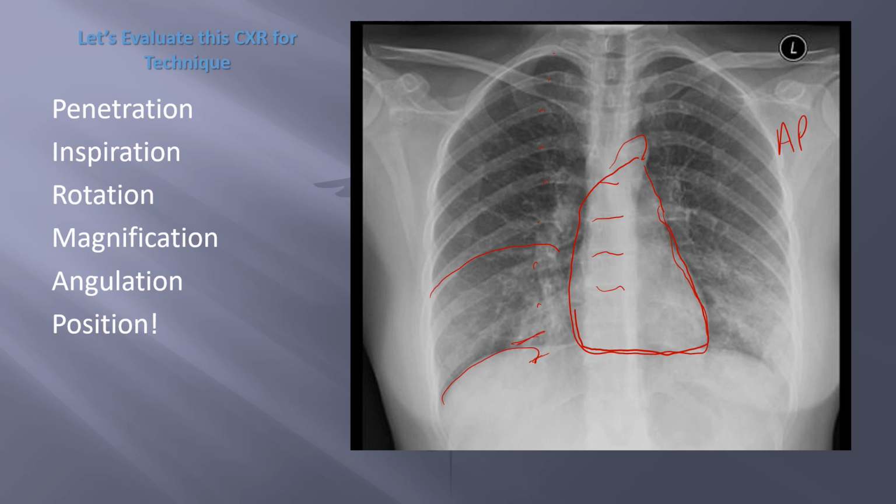And angulation. You're going to look at the clavicle heads here, and you want them about 3 or 4 ribs down. So that's 1 here, 2, 3, 4. So this is a good angulation.